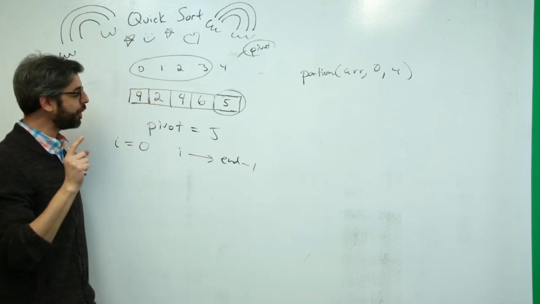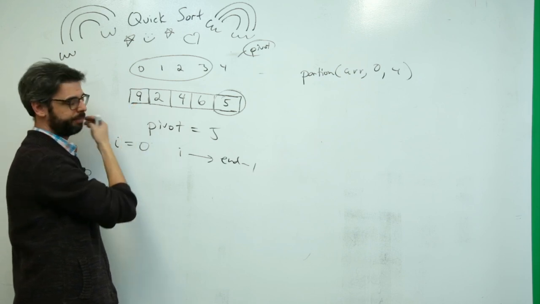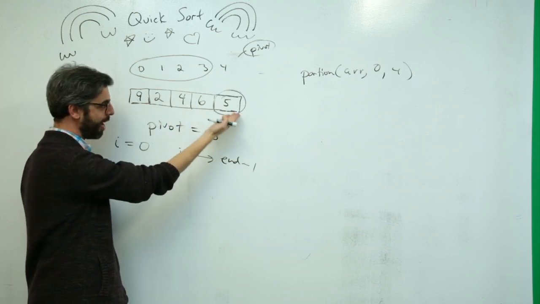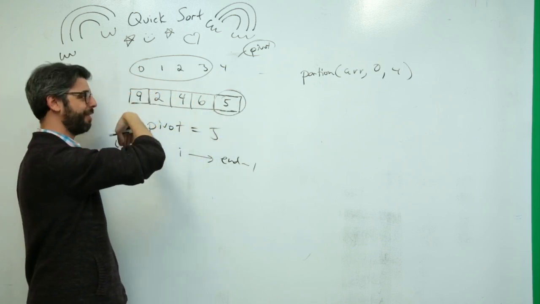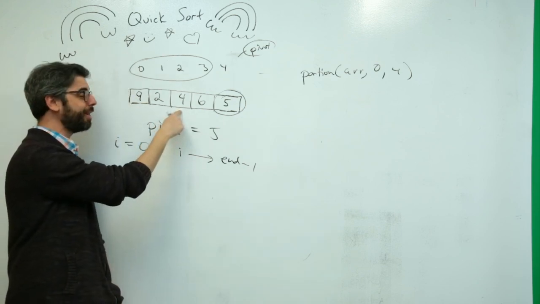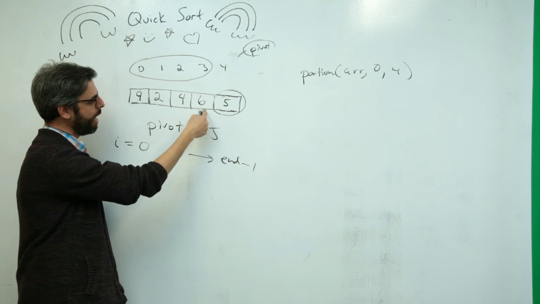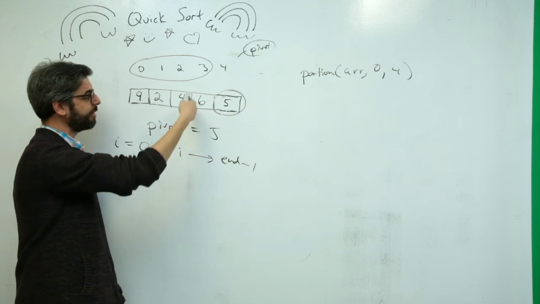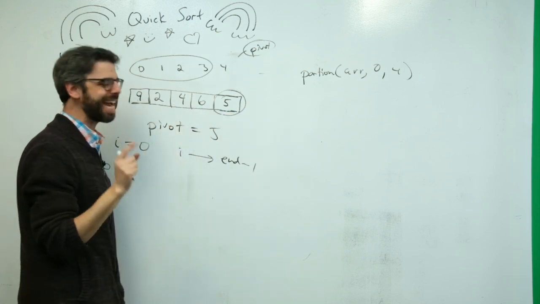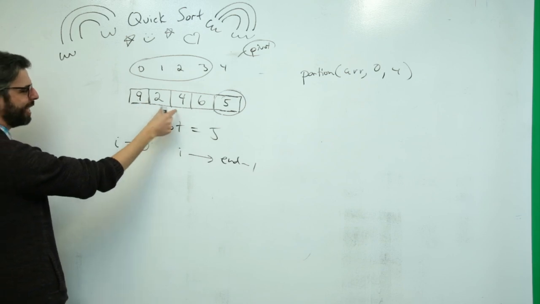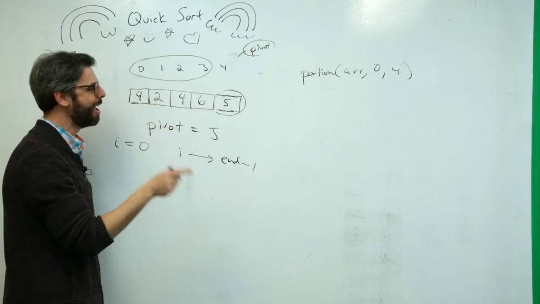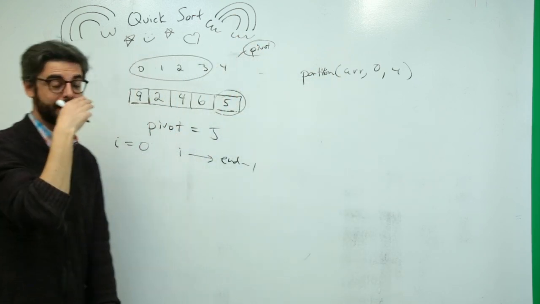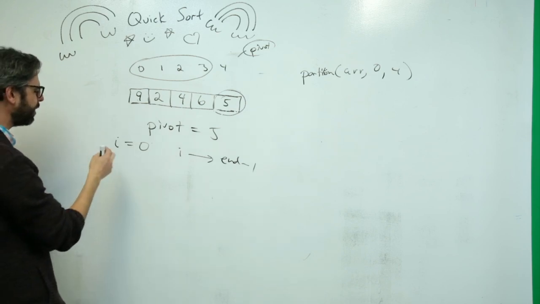So I'm going to check and iterate and check every one of these elements against 5. If it's greater than, I'll put it on the other side of 5. If it's less than, I'll put it on this side of 5. No, sorry. I'm going to check every one of these elements from 0 to n minus 1, and if the element is greater than the pivot, 5, it should be on the right side. If it's less than, it should be on the left side. But here's the thing: I actually need another index. I need the pivot index, because this pivot is going to end up somewhere, and that's what gets returned from the partition function. That's the thing that I need to subdivide the array.